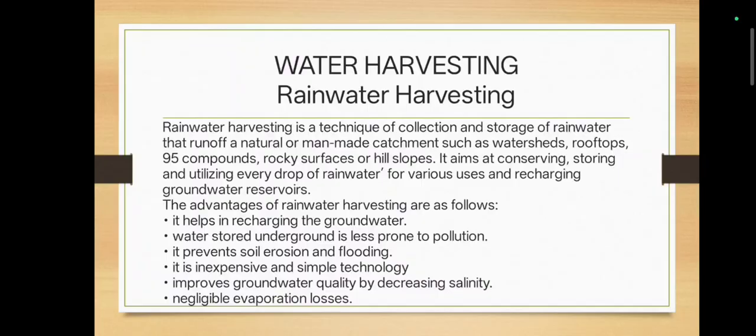Rainwater harvesting. Rainwater harvesting is the collection and storage of rainwater from rooftops, catchments, and slopes. The advantages of rainwater harvesting are as follows. It helps in recharging the underground water. Water stored underground is less prone to pollution. It prevents soil erosion and flooding. It is inexpensive and simple technology. Improves groundwater quality by decreasing salinity. Negligible evaporation losses.